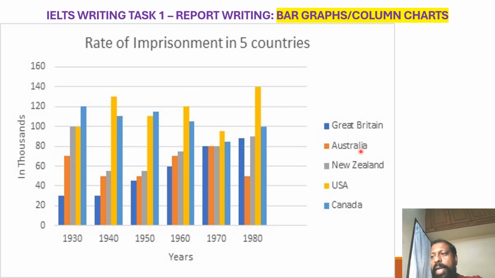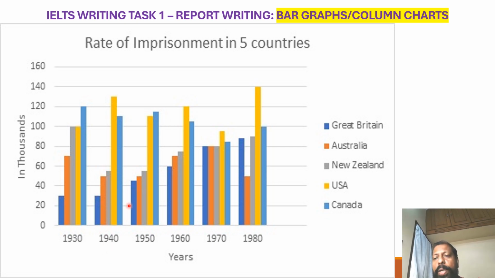Well, what about the next one? It's all about New Zealand, the grey line. Here you see the data in the grey line at 1930. New Zealand's imprisonment is about 100 thousand. So what happened in the next year? There's a sudden fall. You need to mention this sudden fall. The rate of imprisonment halved, a 50% drop. So yes, there is a sudden fall. Okay, so you need to record this data, 1940.